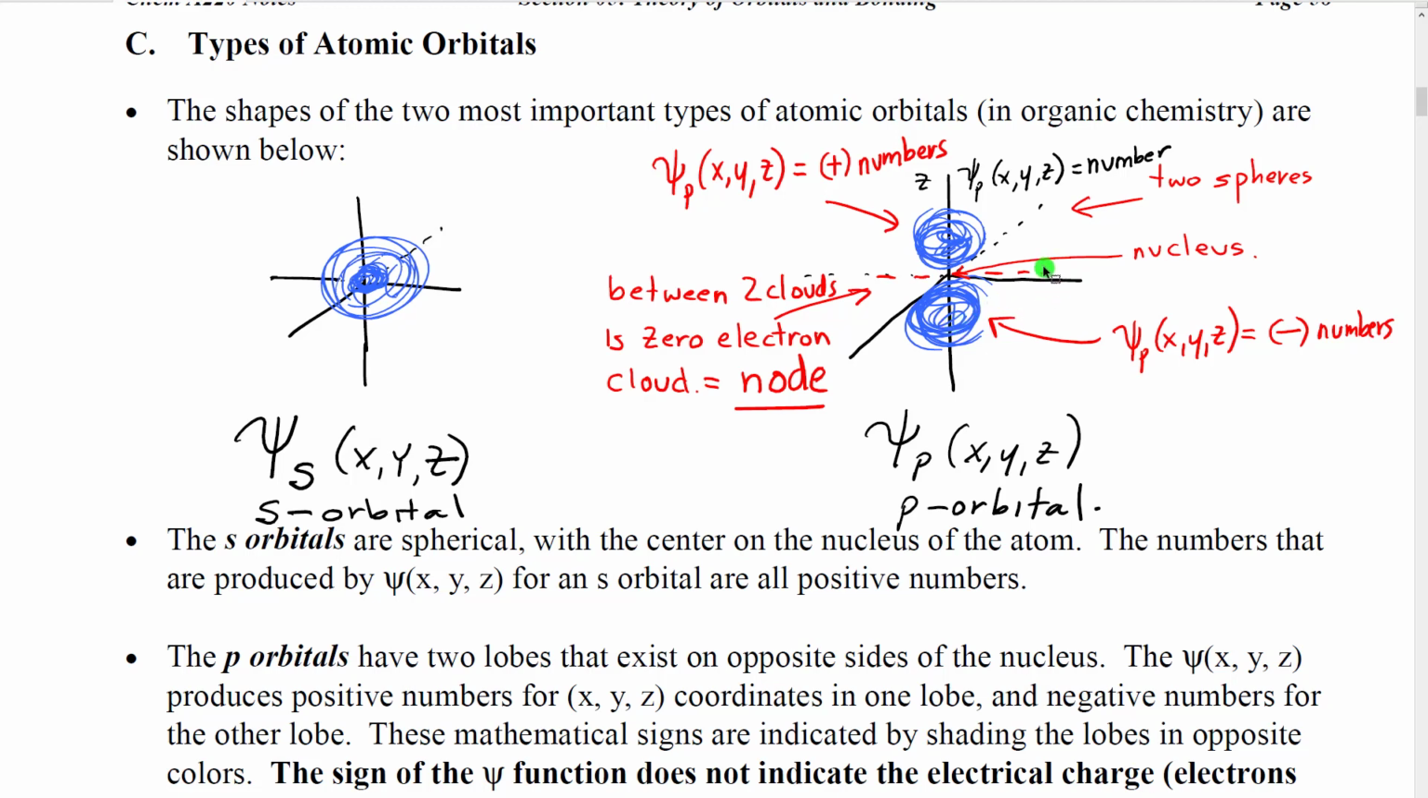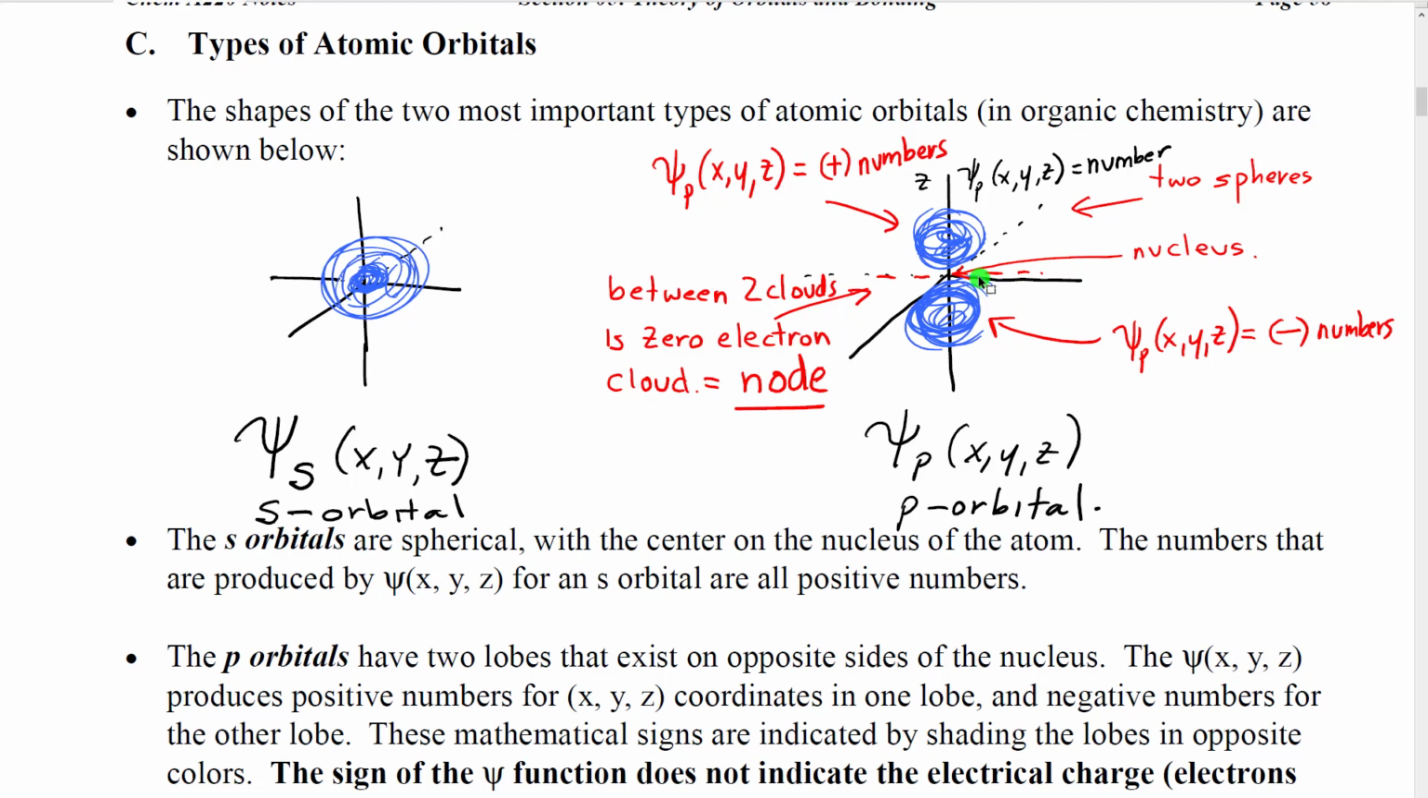The third thing to notice is that in the s orbital, the highest probability of finding the electron is basically in the center of the orbital at the nucleus. In the p orbital, what we see is at the nucleus, the probability goes down to 0. If we plug in 0, 0, 0, so psi of p(0, 0, 0) gives exactly the number 0. That means there's no probability of finding the electron there.